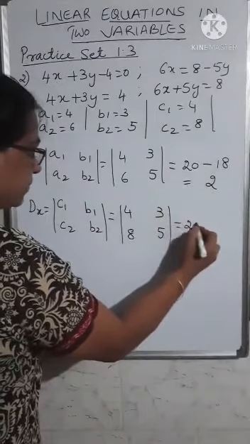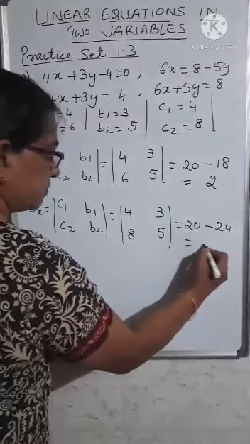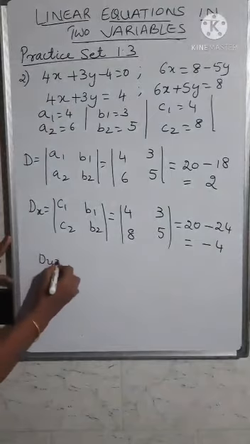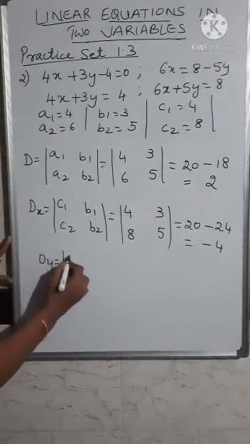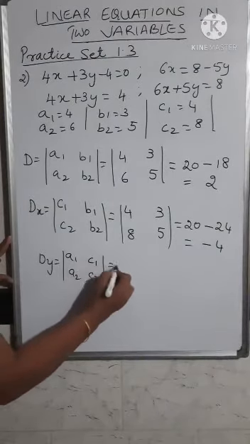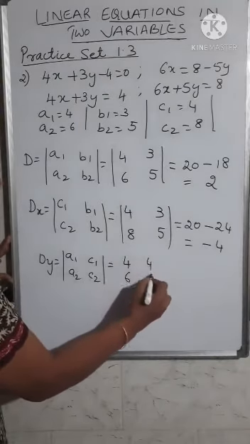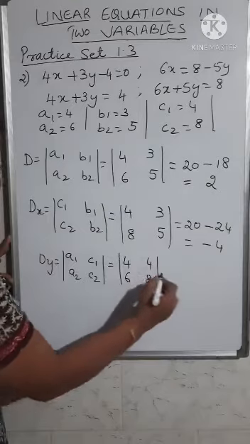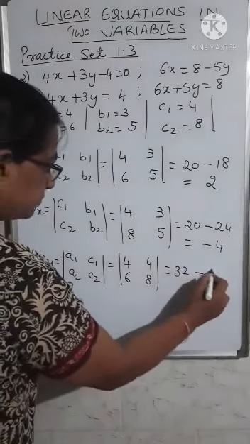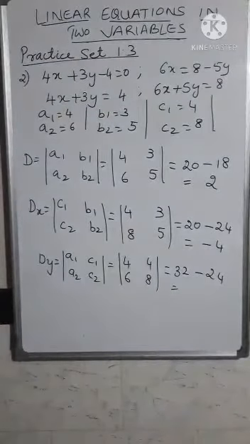5 into 4 is 20, minus 8 3s are 24. So here minus 4 you get, sign of the bigger number. Next thing is you have to find out dy. Value of dy is given by a1, a2, c1, c2. Now a1, a2 is 4, 6, c1, c2 is 4, 8. So when you cross multiply, 8 4s are 32, 6 4s are 24. So 32 minus 24, which is equal to 8.